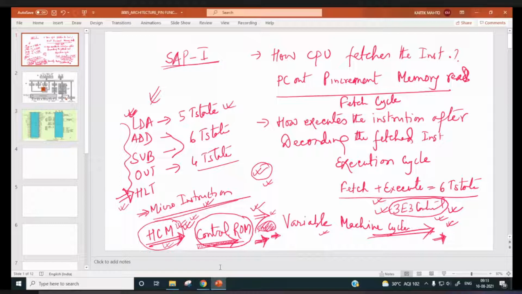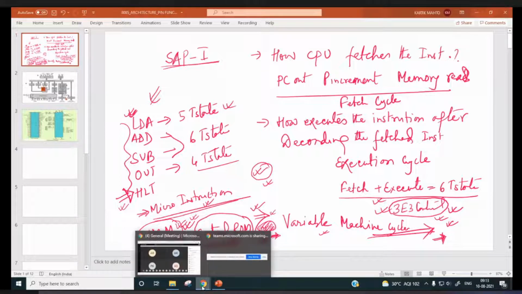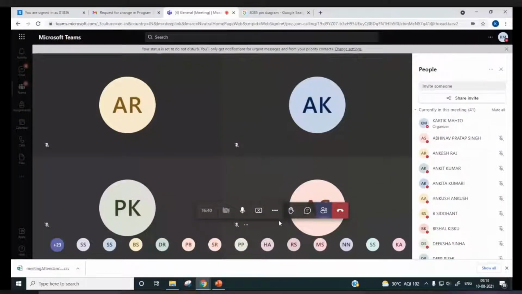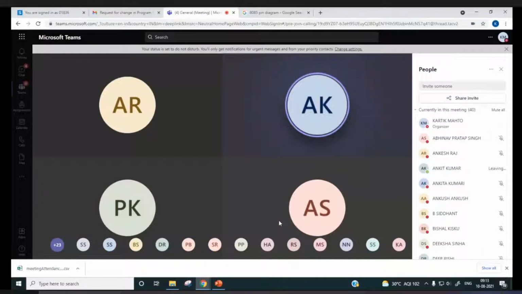So let us discuss something with you. Ankita Kumari. Yes, sir. What do you mean by address state? Of course, we discussed till now that the SAP 1 system goes through different T states in order to fetch and execute its program. So which T state is called the address state?